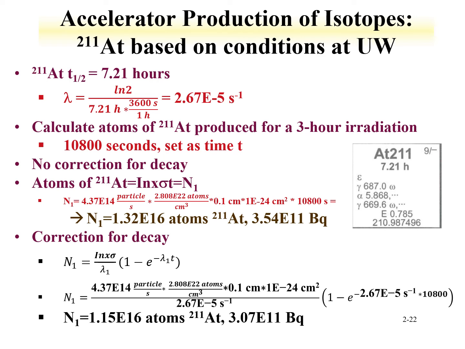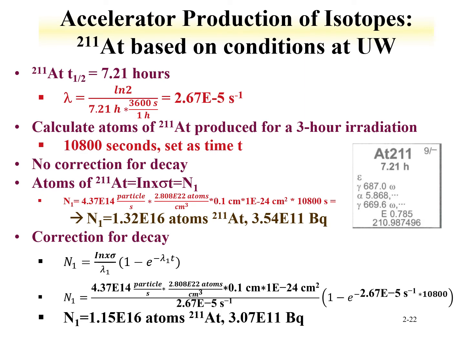For this example, calculate the production of astatine-211 atoms for a 3-hour irradiation. Again, 3 hours, convert that into seconds, 10,800 seconds, set that as time t. So for the two examples, let's do the production. For no decay correction, the atoms of astatine-211 is equal to the equation we've shown before. And since it's a production rate that is not decay corrected, we'll just multiply it by the number of seconds for the irradiation. And we're going to set that equal to N1 as a comparison point.